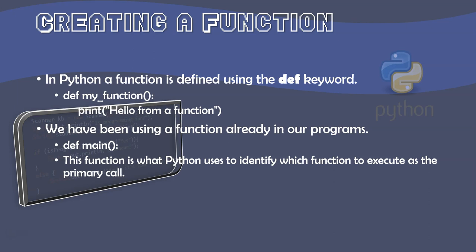This function, of course, the main function, is a very special function because just like how we had in Java, we would have something like our public static void main string args. The main is what Python typically will use to identify which function to execute as the primary call. Now, there are other ways around this, but technically you don't have to have a main function in your code, but if we are structuring our code very nicely and more organized, using something like the main function is a great way to approach that.